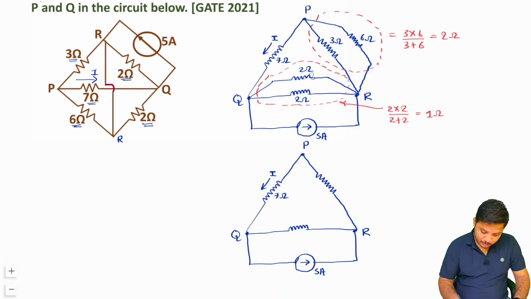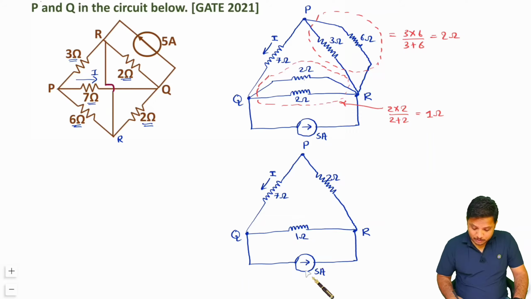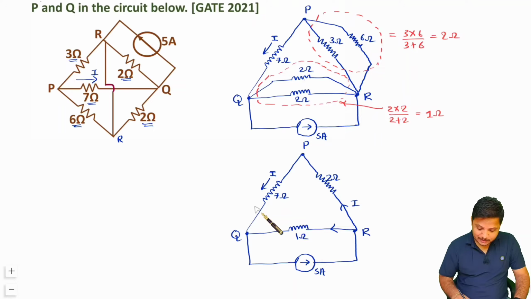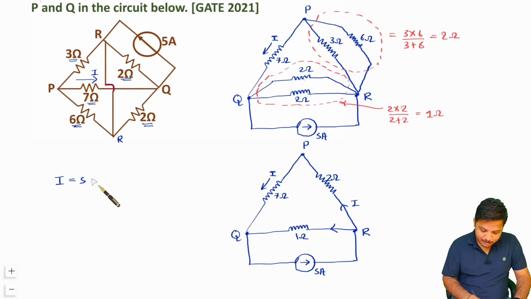So now I'll replace this amount of resistance as 1 ohm and this resistance as 2 ohm. Now you can observe this 5 ampere current is divided into this wing and this wing. Let us say in this wing the current is I, as you can see. So here we can just apply the current divider rule to calculate current I. That current I is part of the total current of 5 ampere.